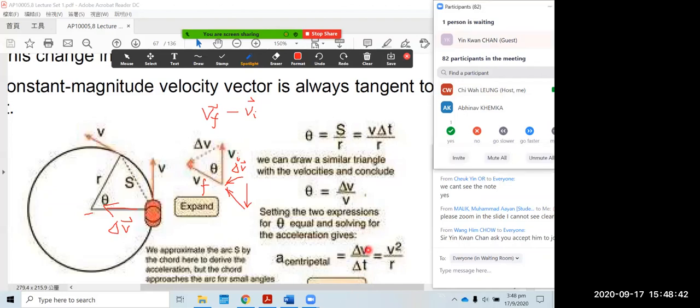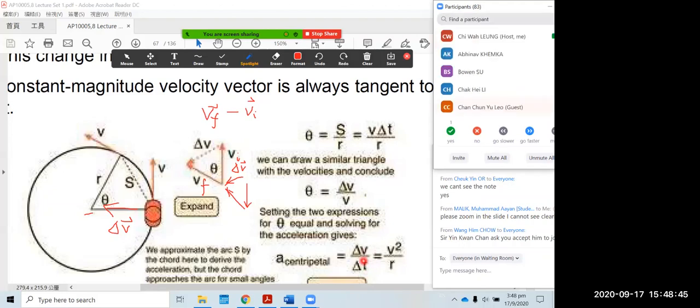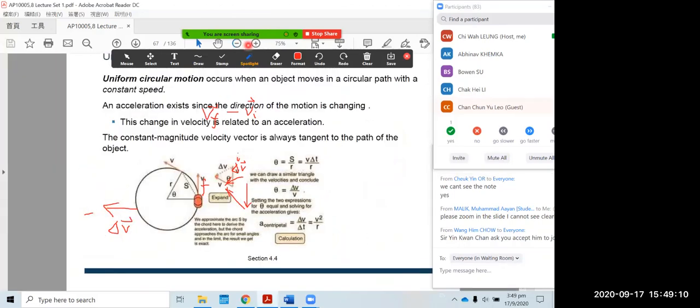So delta v over delta t, according to what we have here and here, where we adjust the terms, is v squared over r. So that is why we have the equation: the magnitude of the acceleration is v squared over r. And the direction of the acceleration is pointing towards the center of the circular motion. That is the idea of what we call centripetal acceleration. It is pointing towards the center, so it accelerates towards the center.